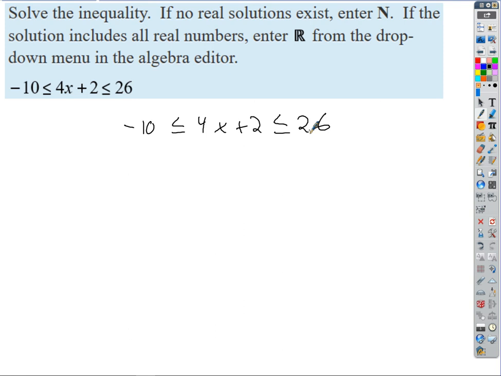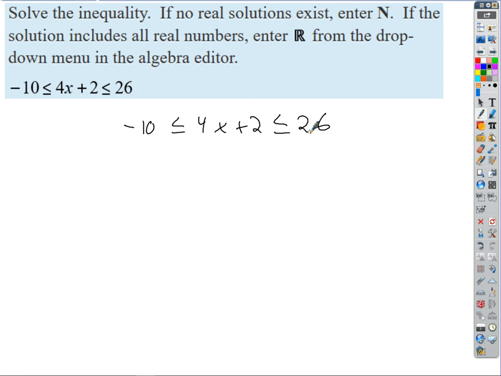4x plus 3, good. Is less than or equal to, and greater than or equal to. Very good. The only thing I'd switch is, just because we want to think about this like a number line, let's always start with the lower limit, but otherwise that's fine. Start in the middle. 4x plus 2 is greater than or equal to negative 10 and less than or equal to 26, so it's pinched in between those values, okay?